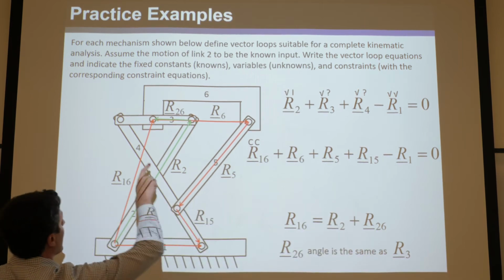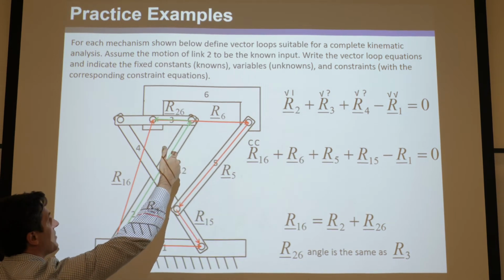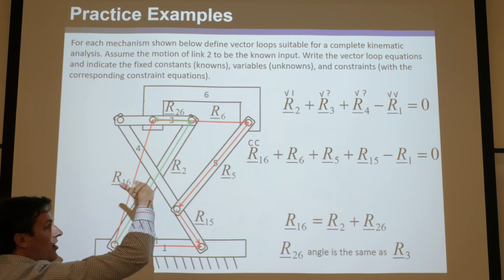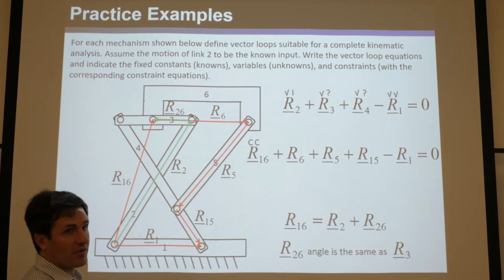Now, a little trick: if I had defined R3 going this way, and I had defined this vector going this way, then it would be a little different. It would be the angle of R3, theta 3 plus pi, right?